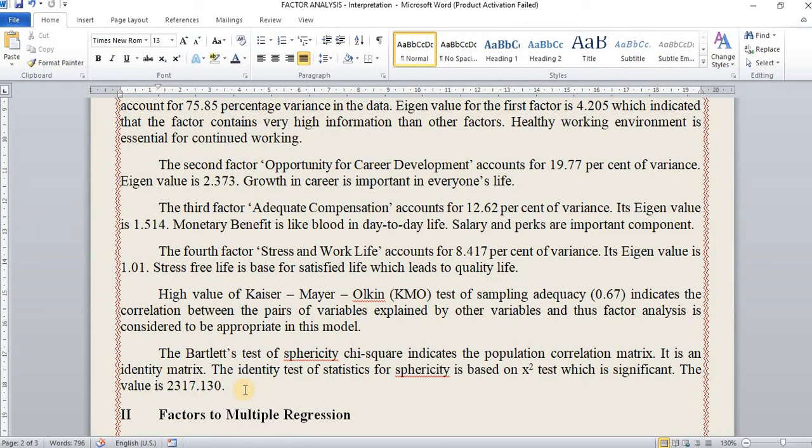In the next video, how to use this factor score in multiple regression.